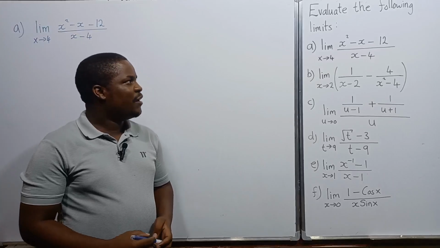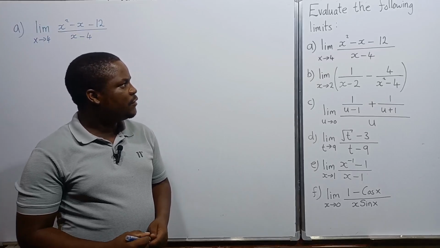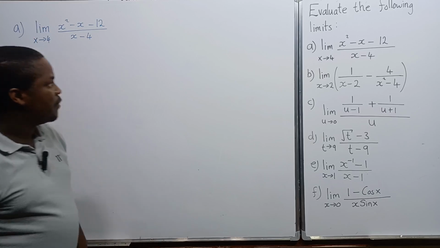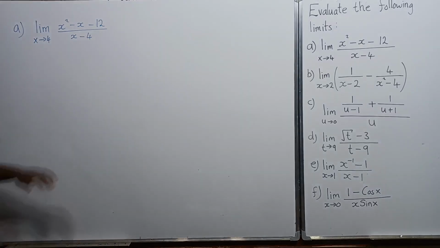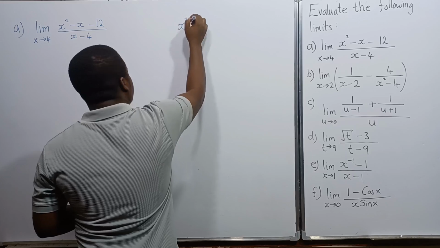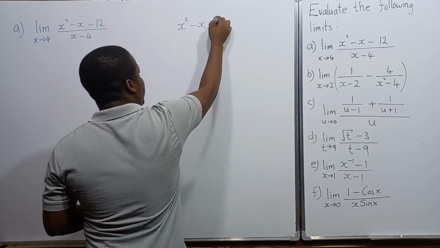Hi guys, so we have this question on calculus which says evaluate the following limits. So we have these questions. Let's see how we can break them down. To start with, we have the limit as x approaches 4 over this particular function. So what we're going to do is this. We're going to first need to factorize the numerator.